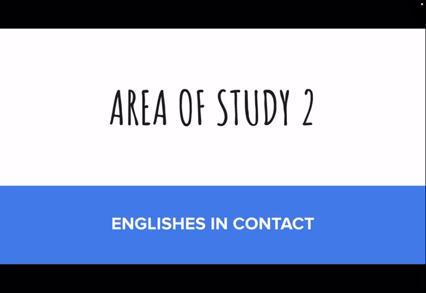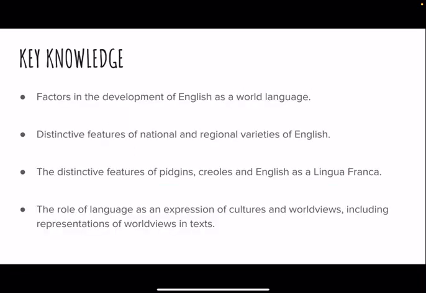Hello, today we're going to talk about Area of Study 2, which is English in contact. So this is the key knowledge: factors in the development of English as a world language, distinctive features of national and regional varieties of English, the distinctive features of pidgins, creoles, and English as a lingua franca, the role of language as an expression of cultures and worldviews, including representations of worldviews in texts.